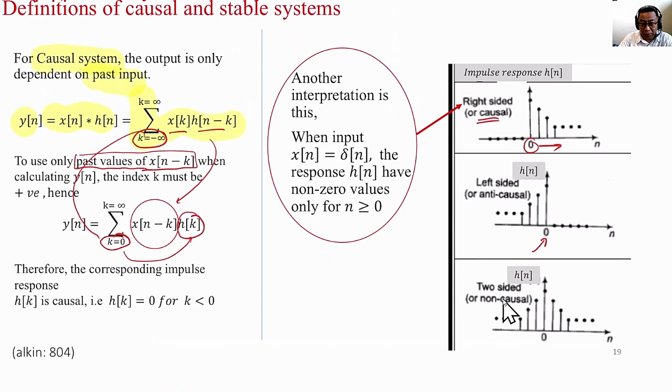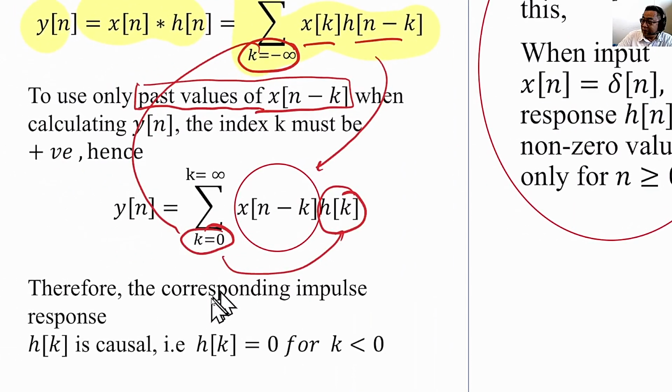So to reiterate, a causal system basically means that when I fire the impulse, then it starts to be active. And this also implies that my h of k only exists for positive index, and when that happens, I'm only dealing with my current x of n and past values.